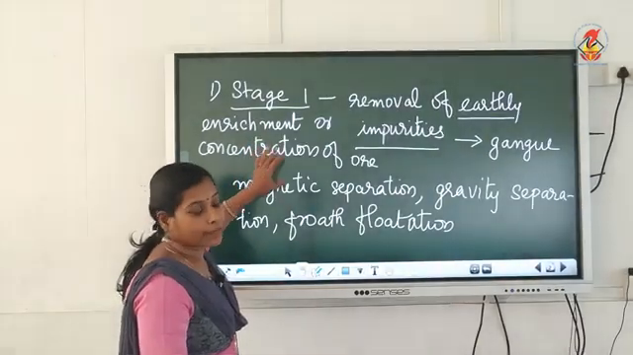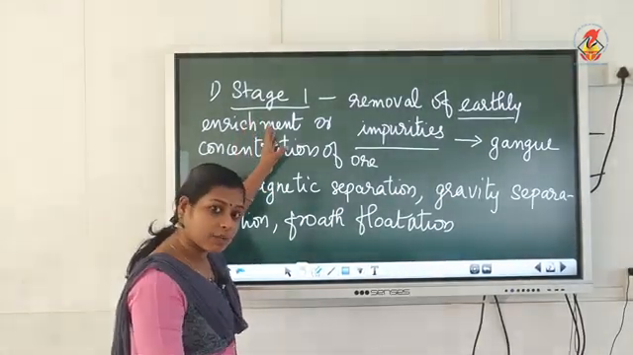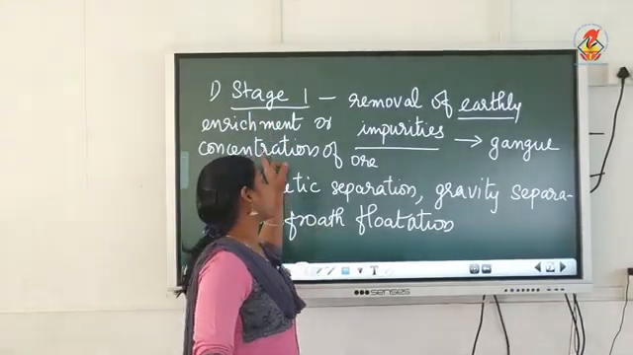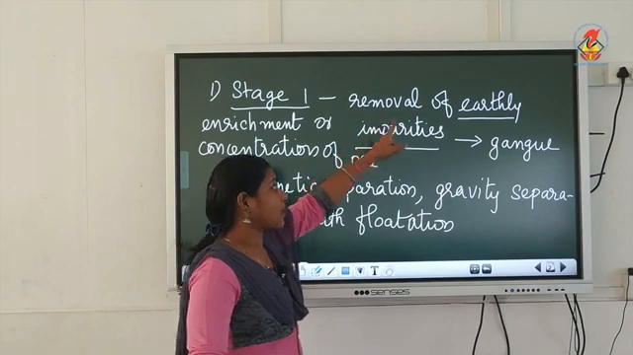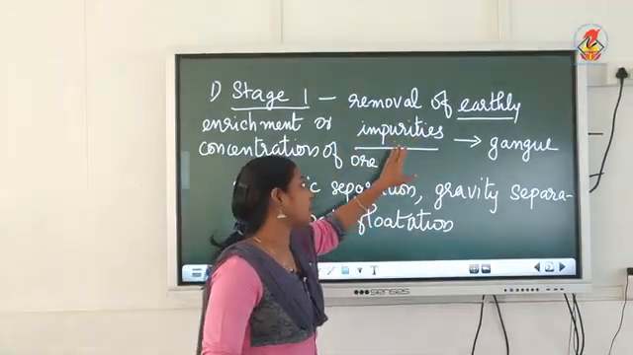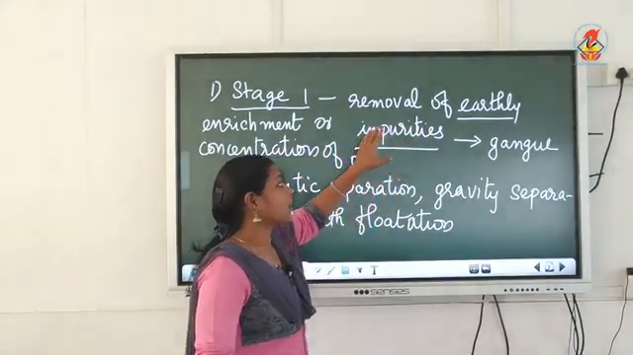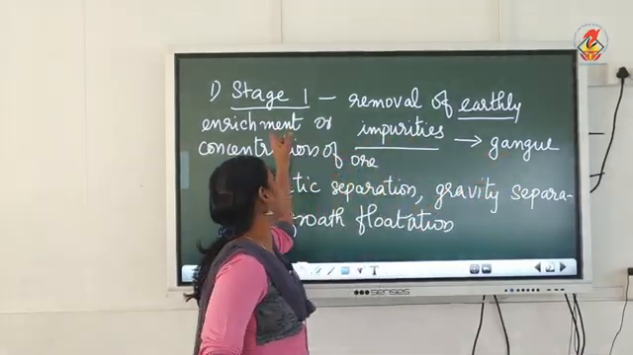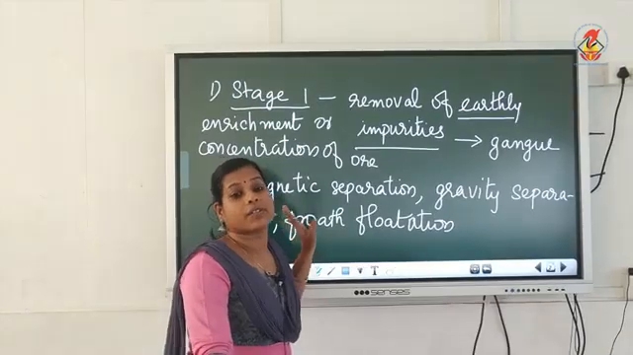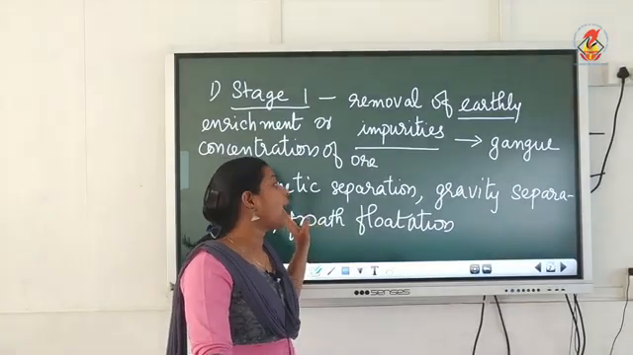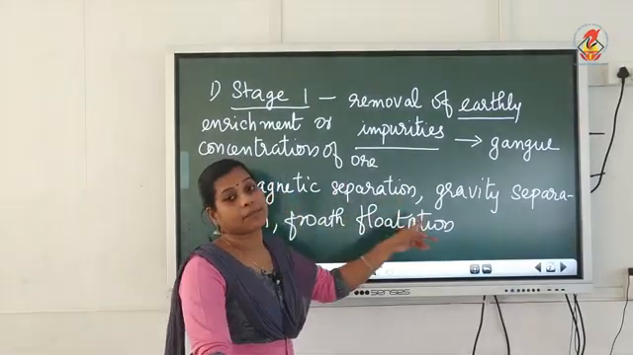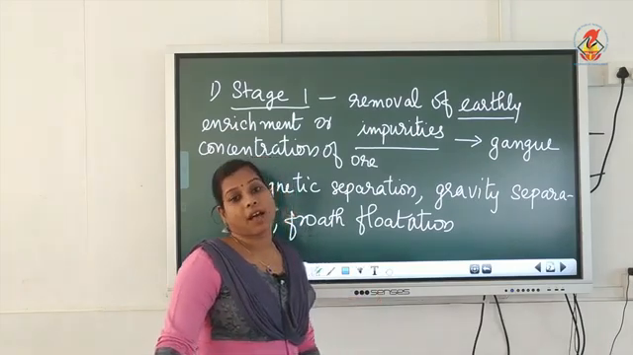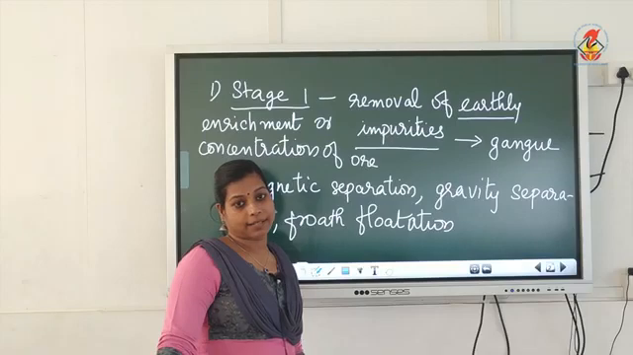Two terms we can use, either enrichment of the ore or concentration of the ore. Enrichment of the ore is the removal of earthly impurities, and earthly impurities are also known as gangue. So removal of gangue is known as enrichment or concentration of the ore. At that time, different techniques we are adopting depending upon the physical properties of the ore and gangue particles.